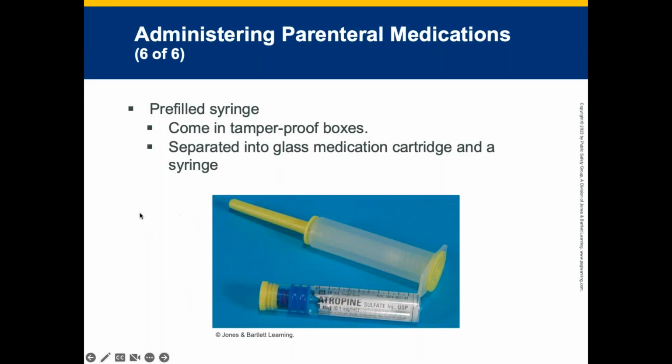These are pre-filled syringes. These are your epinephrine or atropine. These are all pre-filled. Your D50 is usually like this as well. They come in a tamper-proof box. You pop off the yellow tops like Johnny and Roy, for those of you who know who that is. You screw these two together, and then you administer the medication.